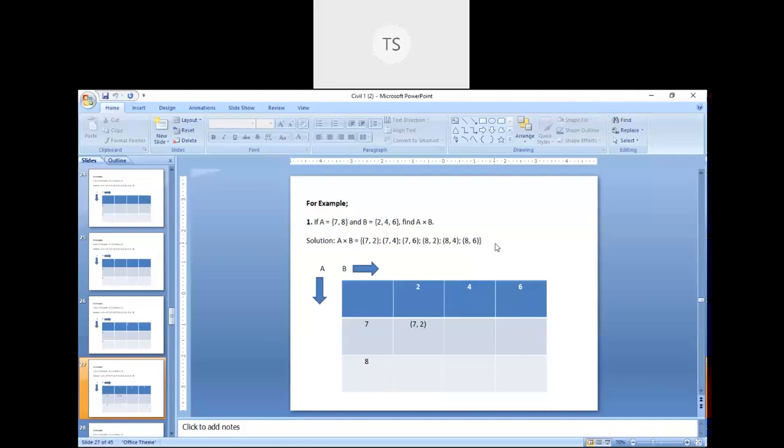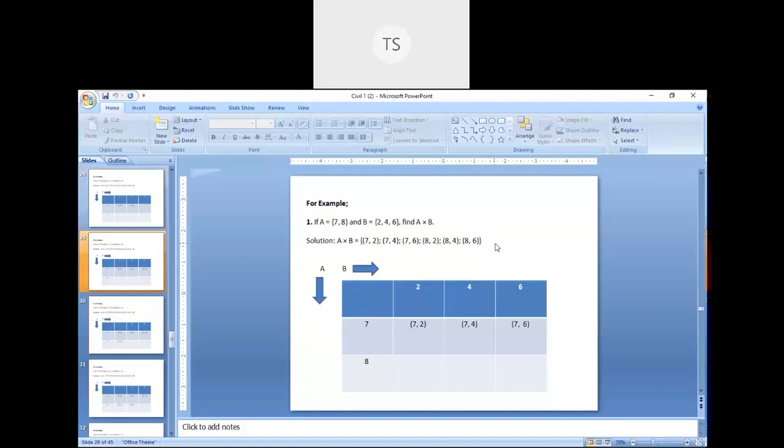He will take the first row, that is 7, and the second column, that is 4. So he will get 7 4. And for the last one, 7 6. So these are your first three elements.